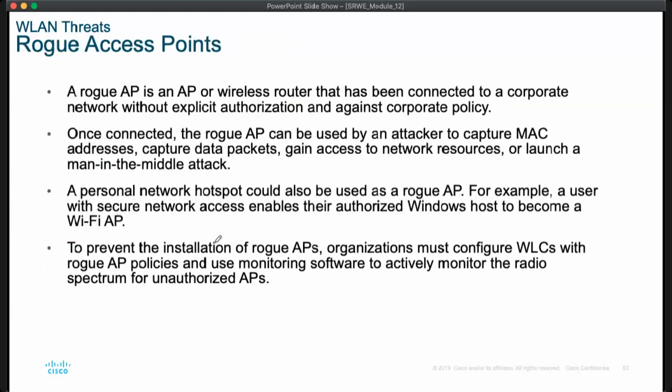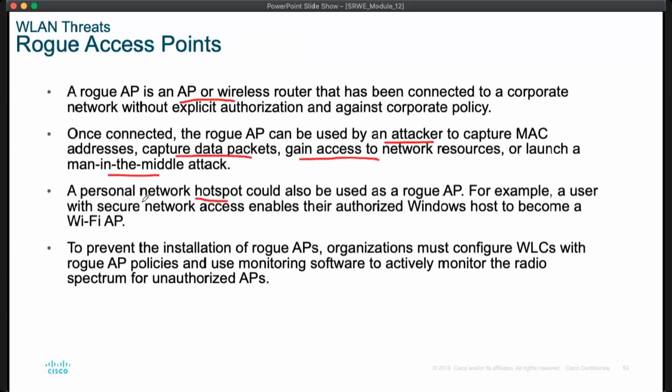Rogue access point. A rogue AP or rogue access point is an AP or wireless router that has been connected to a corporate network without explicit authorization and against corporate policy. Once connected, the rogue AP can be used by an attacker to capture MAC addresses, capture data packets, gain access to the network resources, or launch man-in-the-middle attacks. A personal network hotspot could also be used as a rogue AP.